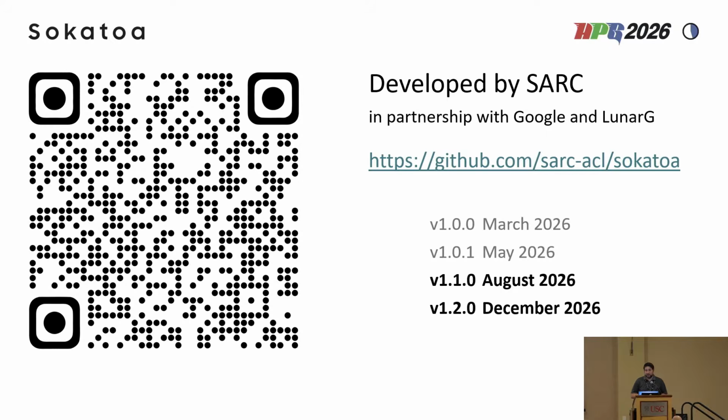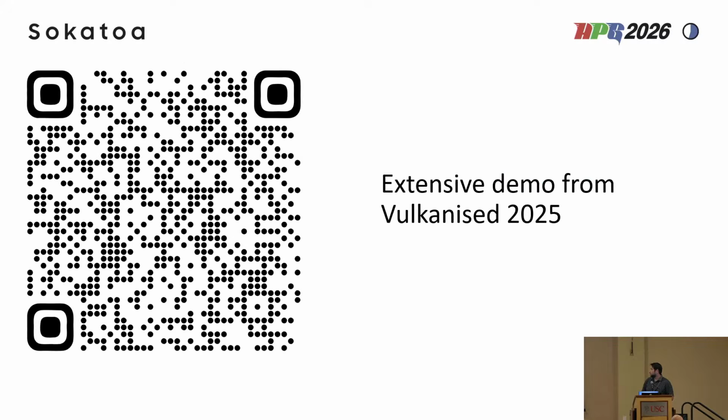SOHCAHTOA was primarily developed by SARC, but in partnership with both Google and LunarG. You can download SOHCAHTOA today at this barcode or this URL. We've released twice this year, and we do plan on releasing twice more before the end of the year. I also gave a more in-depth demo of all of the core features of SOHCAHTOA at Vulcanize 2025. Here's a link to that video you can take a look at.